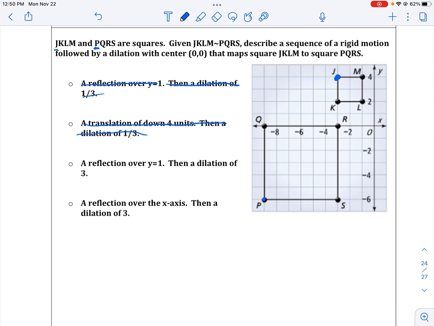So let's start with this third option, a reflection over y equals 1. Well, the line y equals 1 is right there. And J is 3 units above, so if I reflect over that line, I need to go 3 units below that dotted line, which puts me right here. And that gives me the points negative 3, negative 2. And then a dilation of 3, so I need to multiply those coordinates both by 3, and I get the coordinates negative 9, negative 6, which puts me on point P. So this is, in fact, the correct transformation.